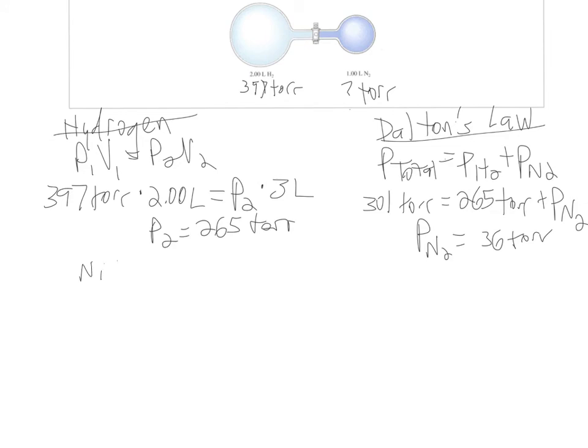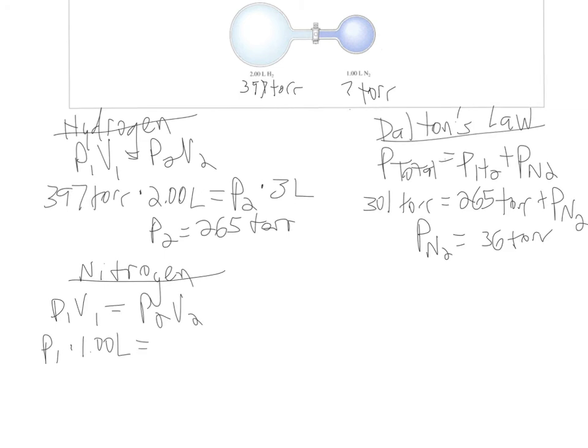Now let's apply Boyle's law to the nitrogen. The initial pressure is what we don't know and what we're asked to find. The initial volume was 1 liter. The final pressure is what we found using Dalton's law, 36 torr.